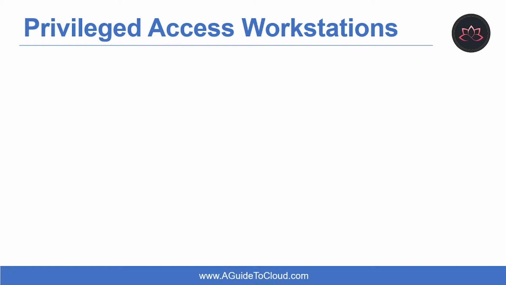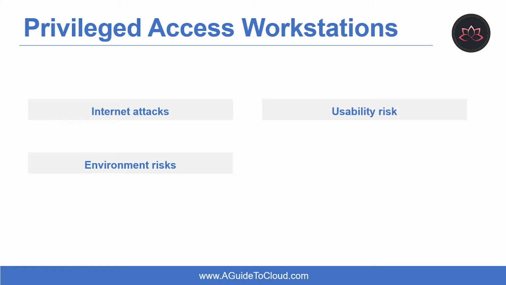So what are these attacks? The first one is internet attacks. Isolating the privileged access workstations from the open internet is a key element to ensuring the PAW is not compromised. The second is usability risk. If a PAW is too difficult to use for daily tasks, administrators will be motivated to create workarounds to make their job easier. The third type is environment risk.